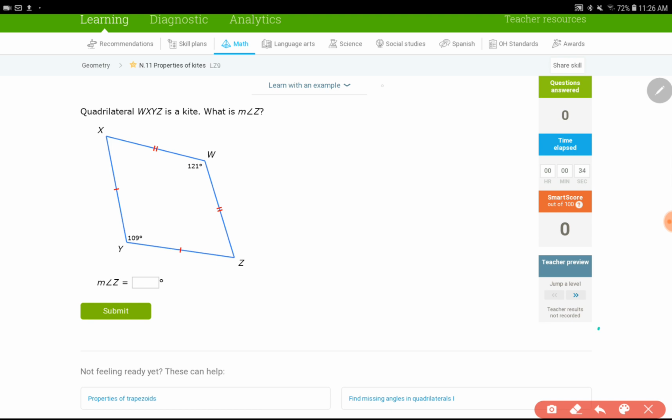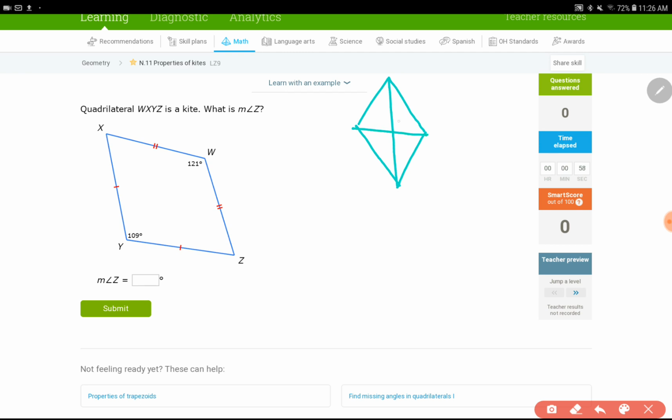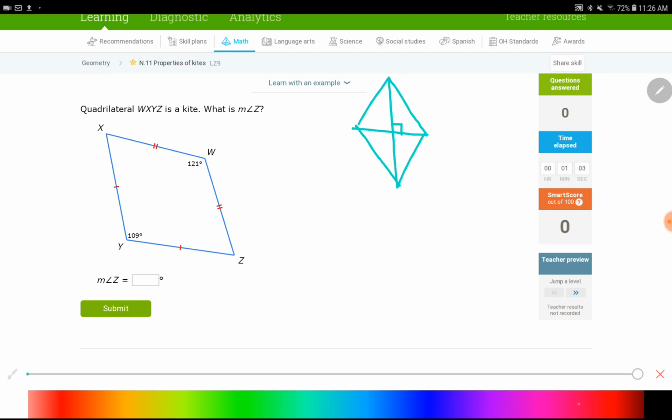The first thing that you need to know about a kite is that the diagonals are perpendicular. Okay, so the diagonals are going to be perpendicular. Let me use this space over here. So this right here and that one here is going to meet at a 90 degrees angle. Next property. So adjacent sides are going to be equal in length.